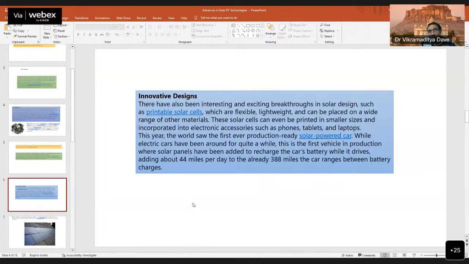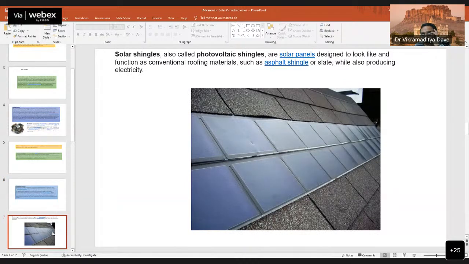Then another process going on is innovative designs. In innovative designs, we have the printable solar cell. By the name it is clear that you can print the solar cell by putting some solution in a machine, and you will get a printable solar cell. They can be pasted on a plastic platform and used there. So this can revolutionize this whole solar technology world.